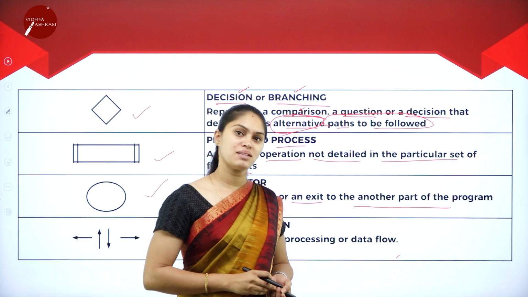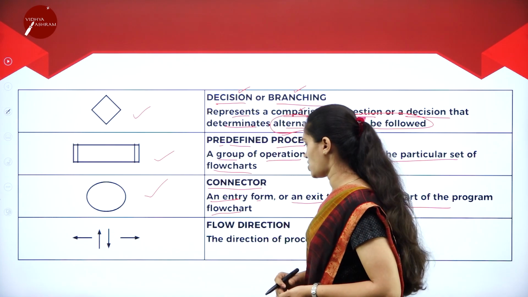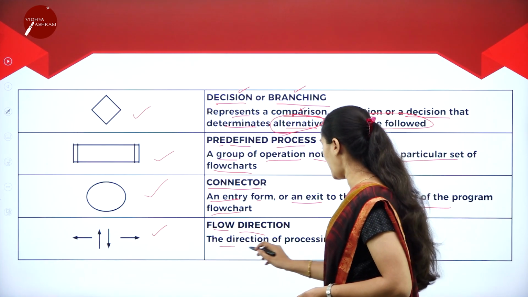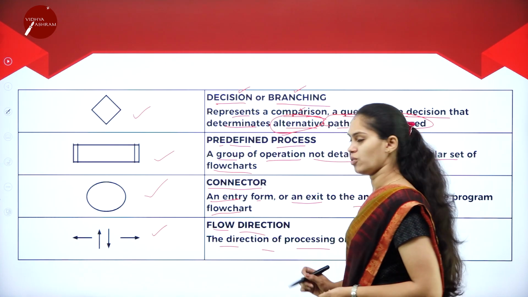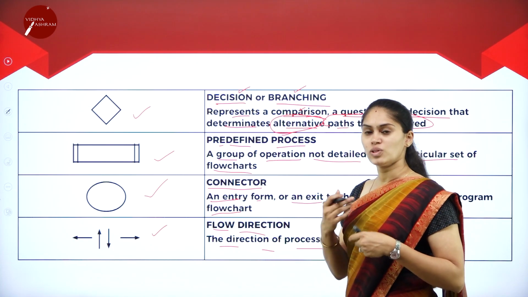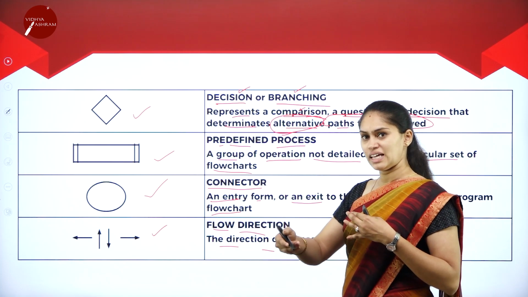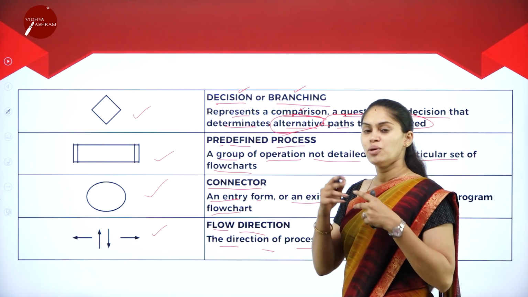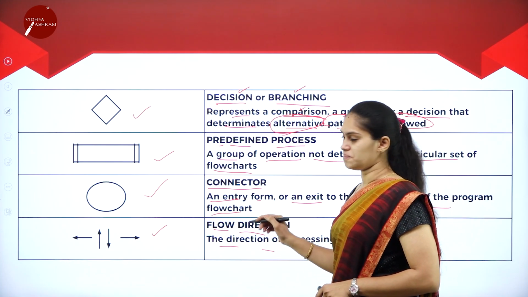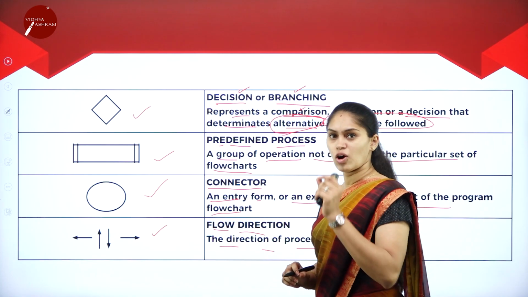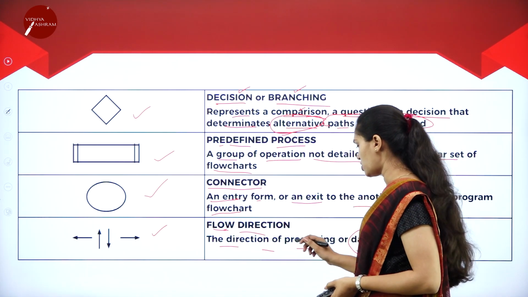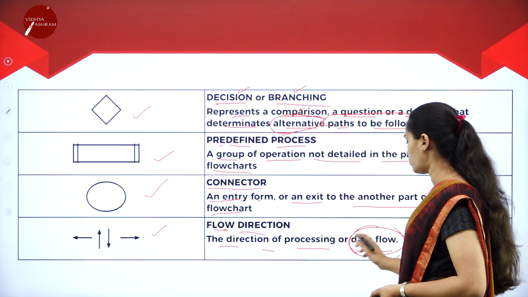So what is the last symbol that we have? That is directions. That represents the flow direction, the direction of processing of data flow. It represents how the data is moving, whether it is moving inside or outside, in and out of the program. Everything is represented with the help of this flow direction. It can be in all four directions.